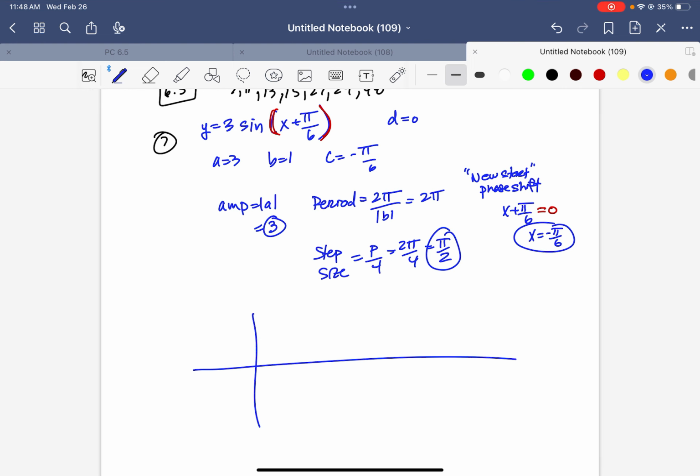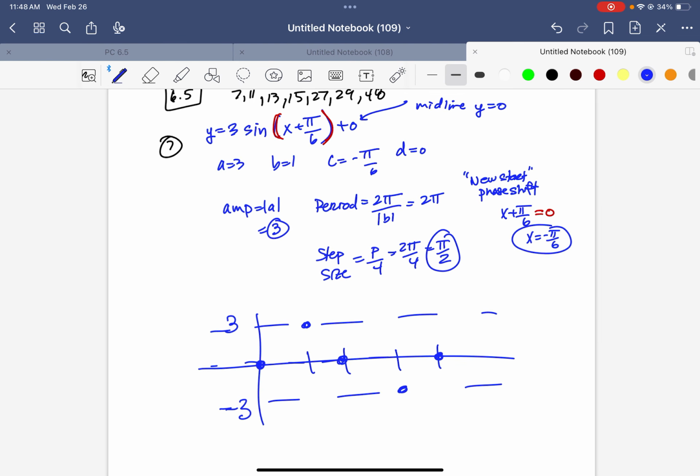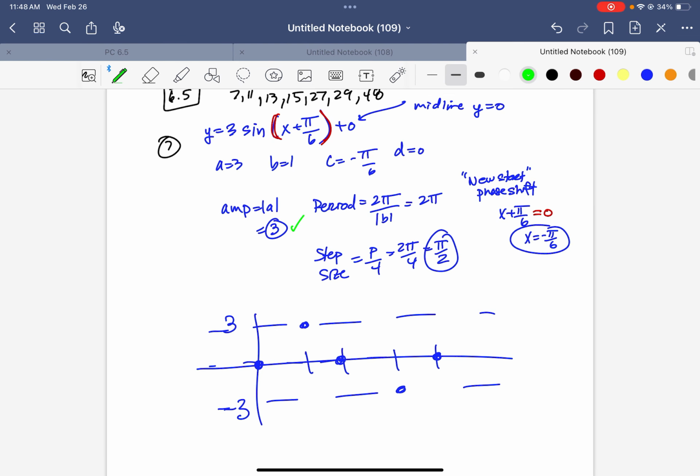So I graph this sucker. My midline, since we have a plus 0, my midline is at y is equal to 0, since that's pretty clear. That's what your D value is, right? All right. So, since my midline is at 0, then my amplitude goes up to 3 and down to negative 3. Since it's sine, it starts at the midline, goes peak, midline, valley, midline. It goes up. So I take 1, 2, 3, 4 steps. And so I've taken care of this.